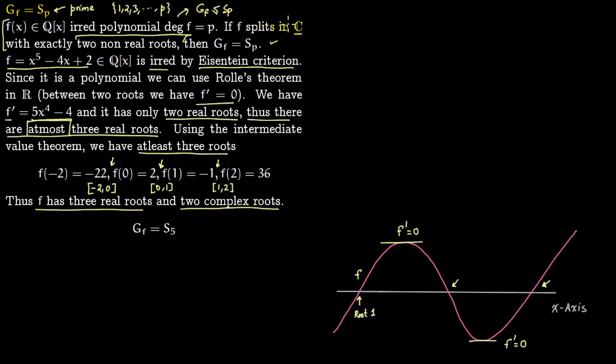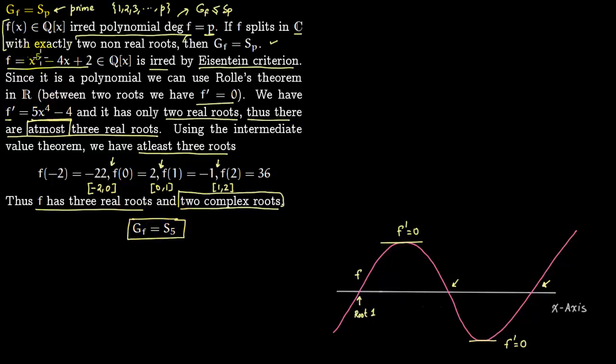So now use this theorem. f splits in the complex numbers with exactly 2 non-real roots, so 2 complex roots, and therefore the Galois group of f is S_p, where p is the degree of the polynomial. So the Galois group of f is S_5 because 5 is the degree of the polynomial. Now this is a very, very important example. So if you're seeing this lecture, you should memorize this example by heart, because it will show up again when we prove the insolvability of the quintic.